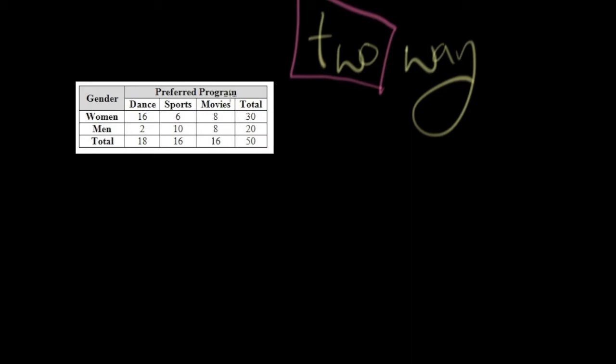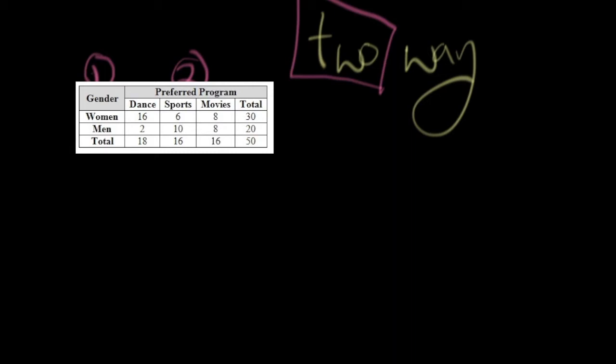What are we looking at here? We're looking at types of programs. We have dance, sports, and movies. And we're also looking at gender. So the first thing we're looking at is gender, and the second thing is type of program. Okay, let's take a look at what happens here.